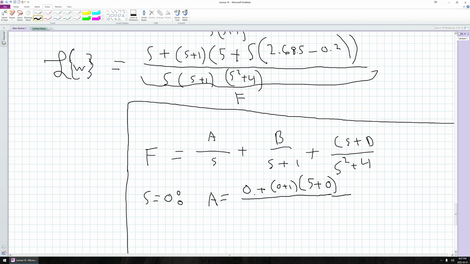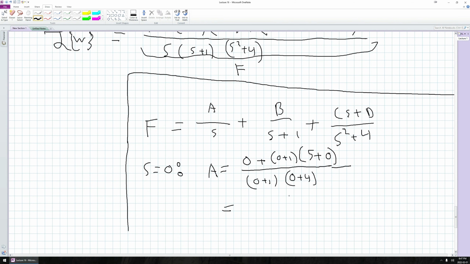And on the bottom, what happens? Well, I just get 0 plus 1 times 0 plus 4, okay? And I do recommend showing this work here. A common thing is doing algebra errors, and if you show your work, we can identify whether it's an algebra error or whether it was your fundamental misconception, and we can give you more partial marks. Anyways, from here I get 1 times this 5, so that is just a 5 from there. In the bottom I get 1 times 4, so this is just 5 over 4. Okay, I now know what A is.